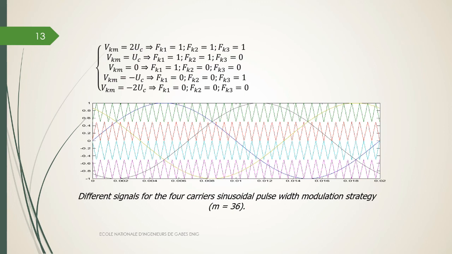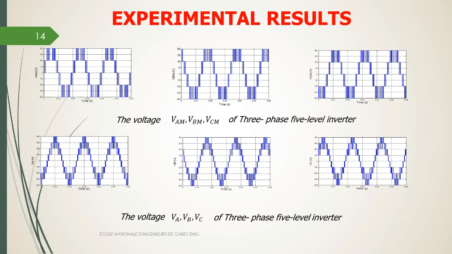Before we continue, we can see the experimental results. We see the 3 pictures of the voltages VAM, VBM, VCM of the 3-phase 5-level inverter. The 3 pictures underneath show the voltages VA, VB, VC. These 3 pictures show the voltages UAB, UBC, UCA of the 3-phase 5-level inverter.